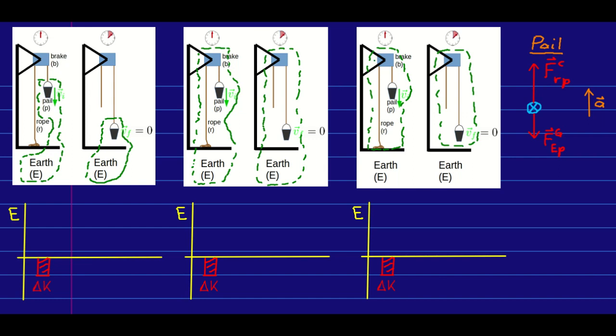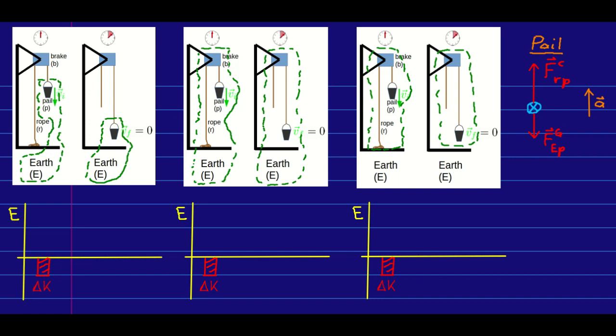I've noted a few things to start. I've drawn the free body diagram for the pail just to note that the only forces on it are a gravitational force and a force by the rope. And I've also set up my energy bar charts, and the pail is included in my system for all three choices. I know the pail is slowing down, and so I know that the change in kinetic energy is negative.